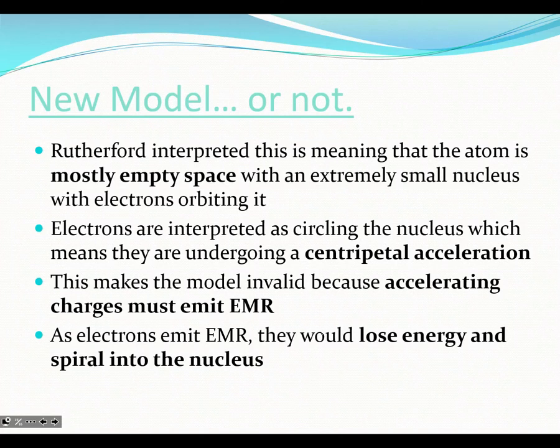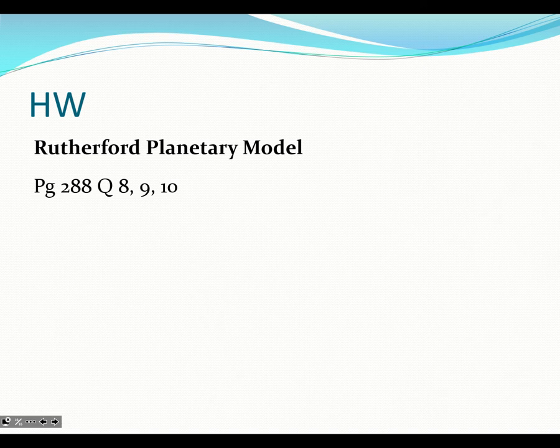So remember that models aren't correct. Dalton's model works in chemistry in lots of situations, but it's not correct. Thompson's model had the electrons in there, which is awesome, but it's not correct. Rutherford's model was able to explain his experiment with the dense nucleus, which is really good, but the fact that electrons would spiral into the nucleus makes it invalid. So this model doesn't work very well, and that's where we're going to leave it right now.